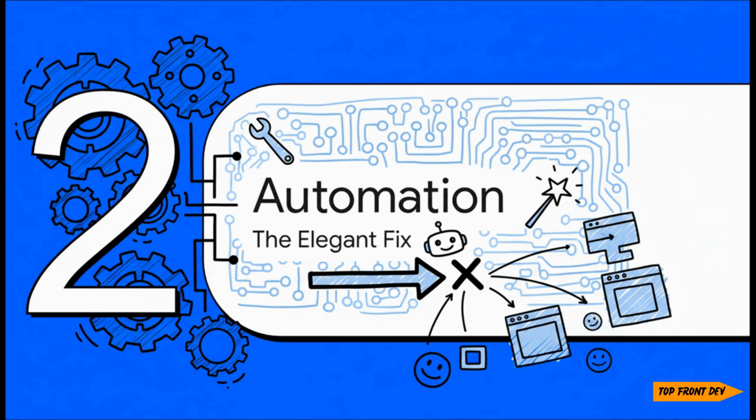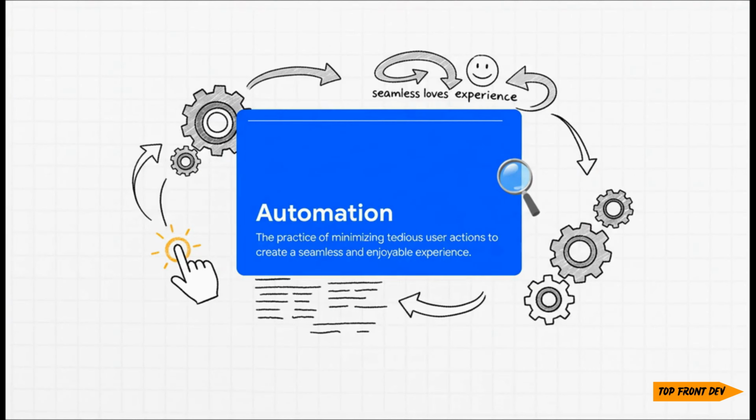Well, the solution is actually super elegant and incredibly powerful. Automation. And listen, this is not about building some complex AI. It's just about writing smarter code. Code that thinks one step ahead of the user and does the boring work for them. Let's be really clear what we mean by automation here. All it is is the simple practice of cutting out those tedious, repetitive user actions.